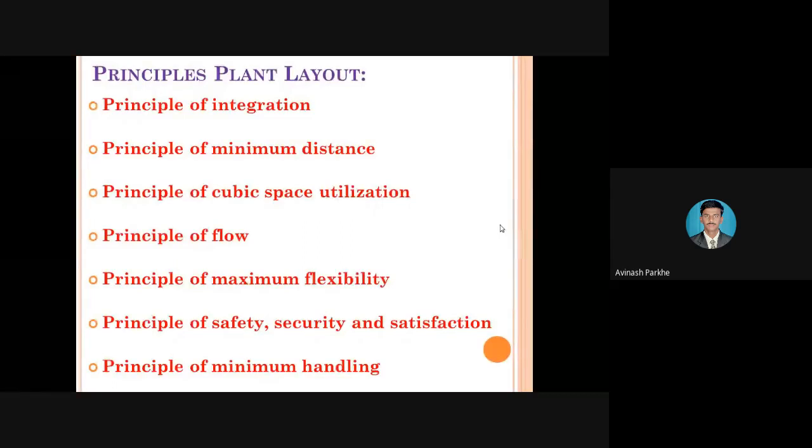Therefore, whenever we are designing the plant layout, whenever we are designing the sequence of operation, whenever we are finalizing the location of the machines and their sequence, this first principle we have to keep in mind, that is, material should flow in the forward direction only. Whatever the number of operations we have to perform at that particular machine, immediately the material will move in the forward direction only.